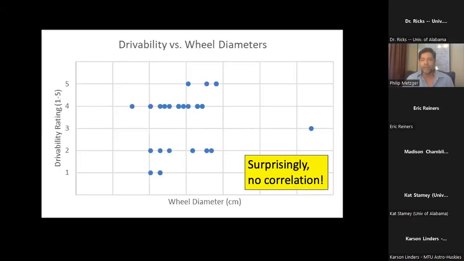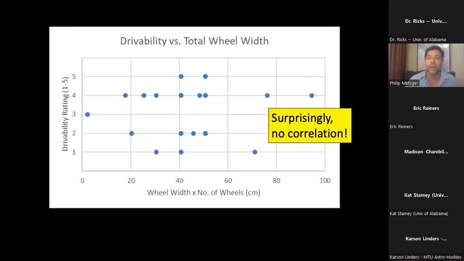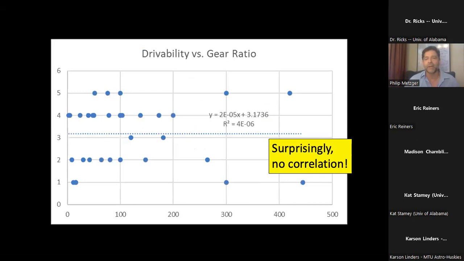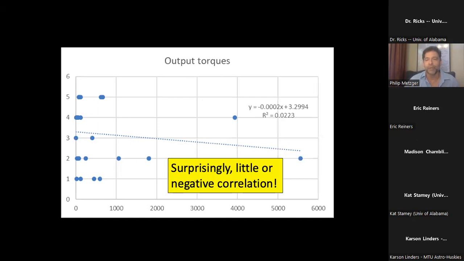Okay, so now here's what we learned. The first time we did this, we thought, okay, so what we're going to see is that bigger wheels don't get stuck. But when you look at the rating 1 to 5 and you look at the wheel diameter and plot them against each other, there was no correlation. No correlation at all. That shocked us. Okay, what about wheel width? Surely the wheel width. Nope, no correlation. Wheel width had no correlation to drivability. We were shocked. Okay, what about gear ratio? Again, no correlation. What about output torque of the motors? No correlation. No correlation at all.